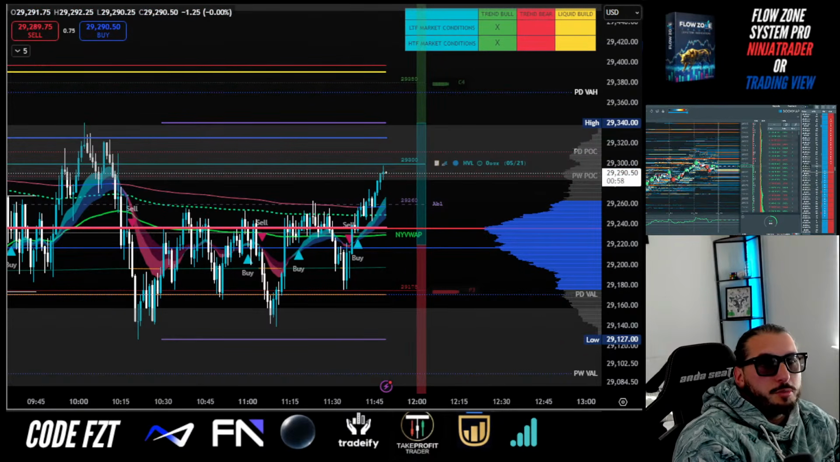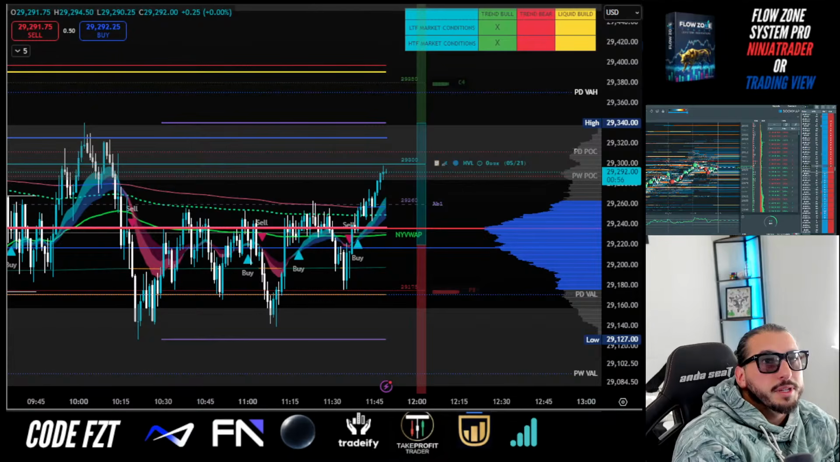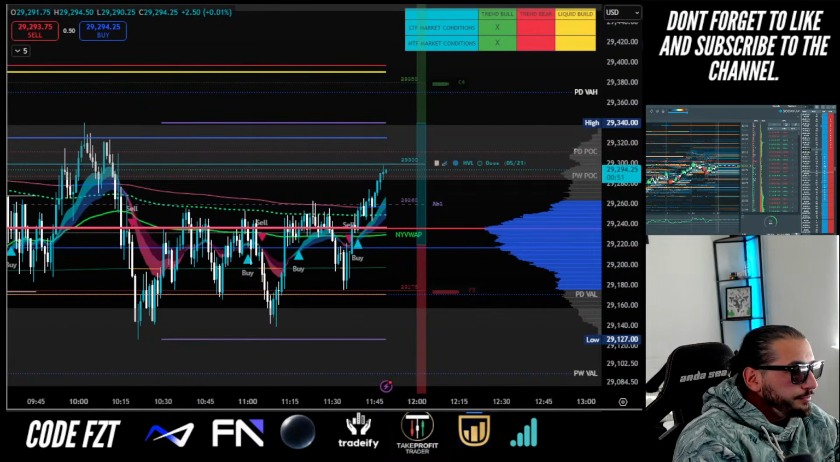This is previous week open here, and this is your gamma level. ES looks very strong right now, breaking out.